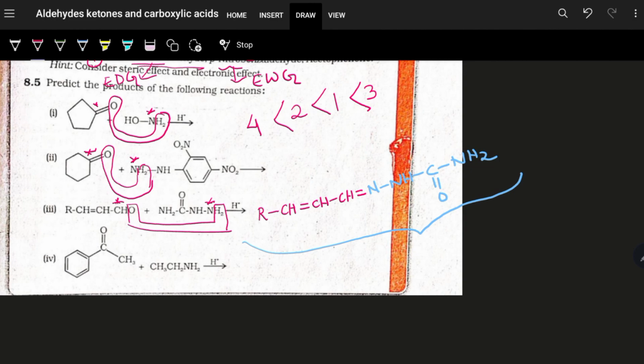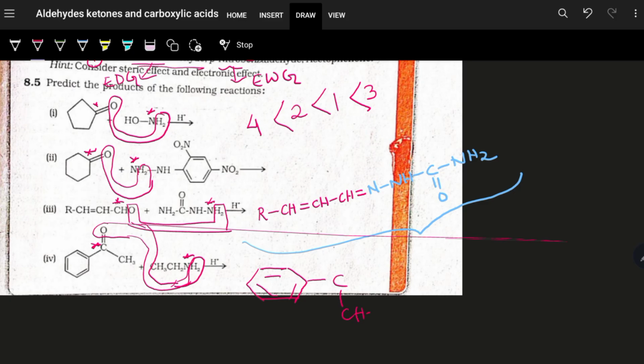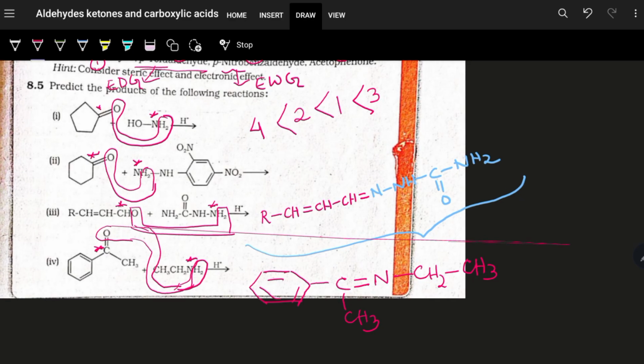Next one, again, you remove H2 from here, it's an amine, remove oxygen and you remove H2 in this manner. Join this carbon to this nitrogen and you will get the product like this. So this is the ring, this is CH3, double bonded O, remove the oxygen, join it to the nitrogen, remove H2, join it to the CH2 and CH3. This is the major product.